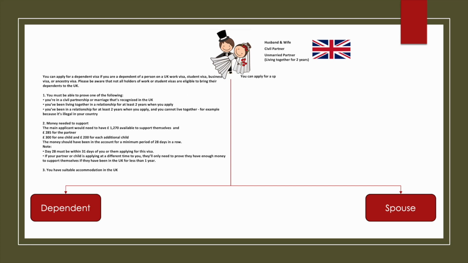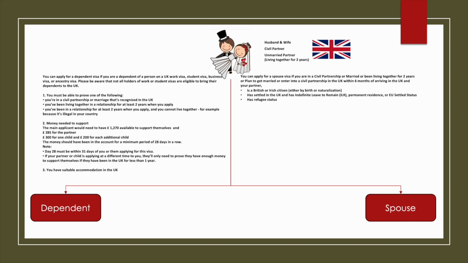So, you could apply for a spouse visa if you are in a civil partnership or married or been living together for 2 years or plan to get married or enter into a civil partnership in the UK within 6 months of arriving in the UK, and your partner either is a British citizen or an Irish citizen or has settled in the UK and has indefinite leave to remain, ILR, or permanent residency, or they have EU settled status, or they have refugee status or humanitarian protection in the UK, or your dependent is on a Turkish business person visa or Turkish worker visa, then you are eligible to apply for spouse visas.